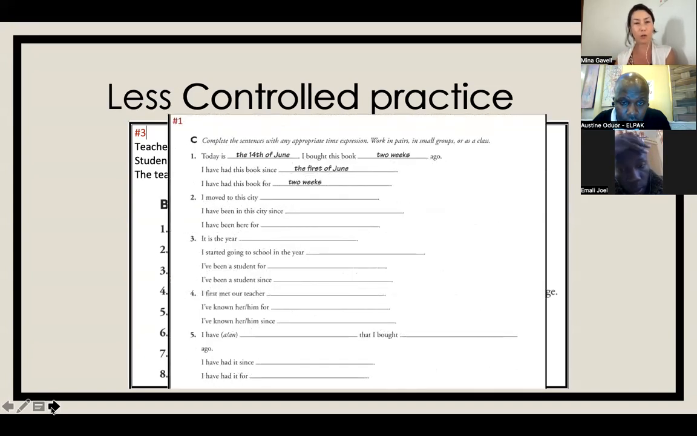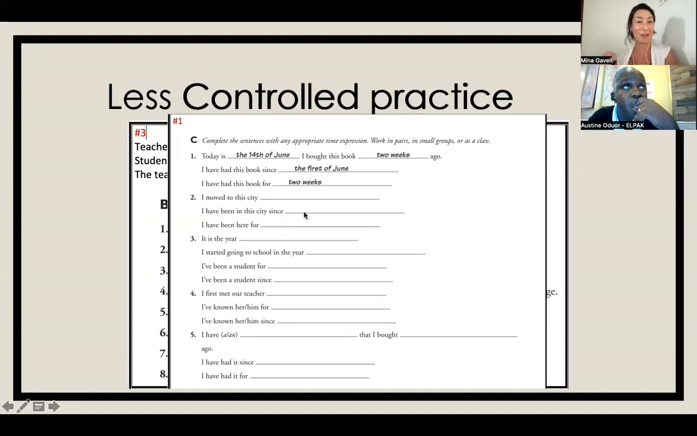In this less controlled activity, they have more choice. So if we look at number 2, I moved to this city. If I say I moved to this city, I can say yesterday, last year, 1999. We have many choices there. After we made that choice, then we have less choices for the next one. If I say I moved to this city yesterday, then for the next one, I have been in this city since yesterday. I only have one choice, but there's some choice here. And depending on that, that determines everything else.